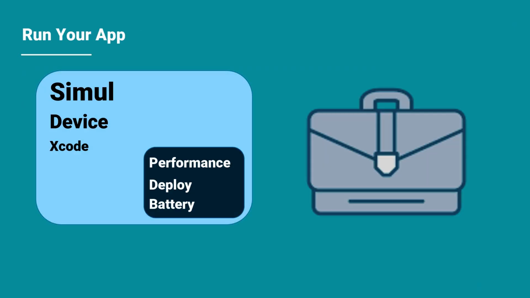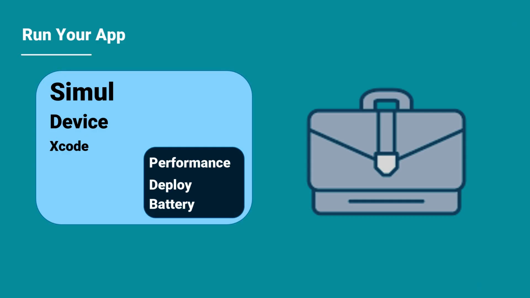Let's kick things off by exploring how you can run your app in different scenarios. You've probably been working with the simulator, which is a fantastic way to test your app without needing a physical device. But let's not forget, testing on a real device is crucial. When you run your app on an actual device, you truly get to feel how it interacts with the hardware, how it manages battery life, and of course, its performance under real-world conditions.